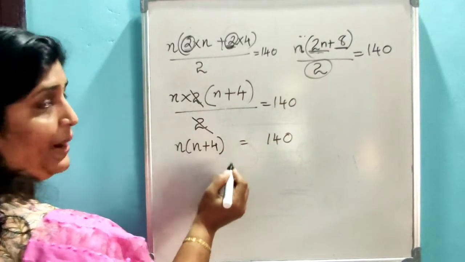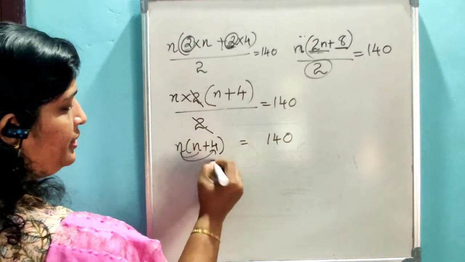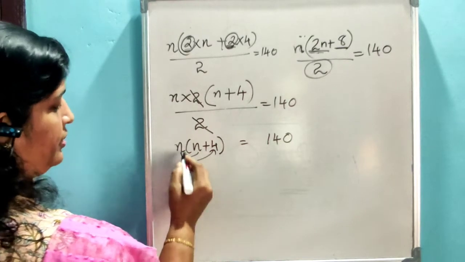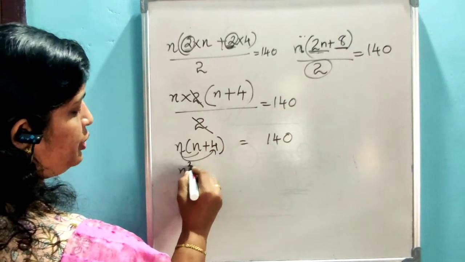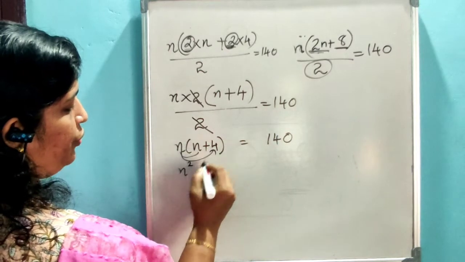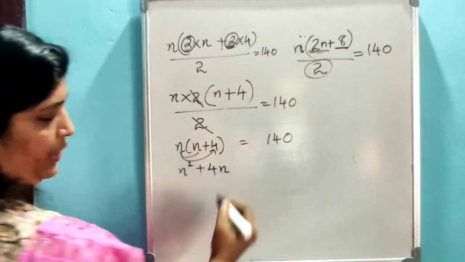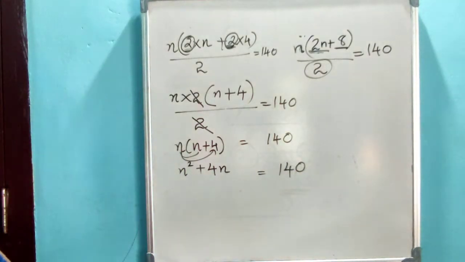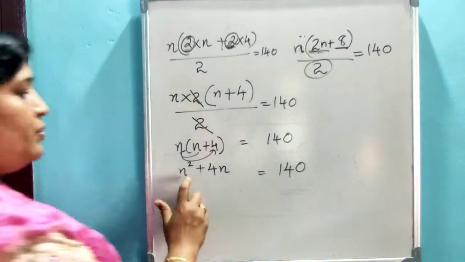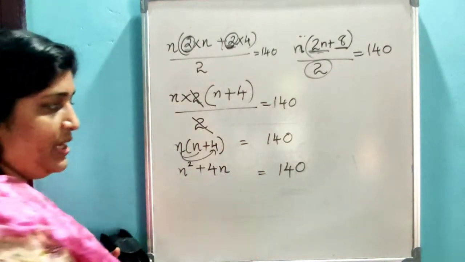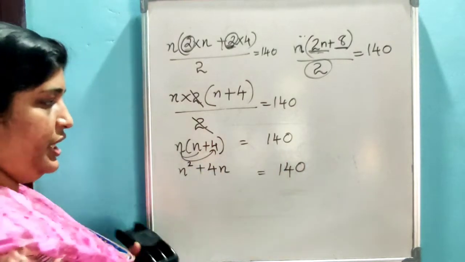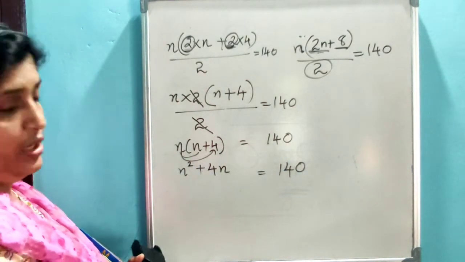Now remove the bracket. For that, just multiply this n with both the numbers inside the bracket. So n into n is n square, and n into 4 is 4n. So here we have 140. Now what type of equation is this? Yes, this one is a second degree equation: n square plus 4n is equal to 140.